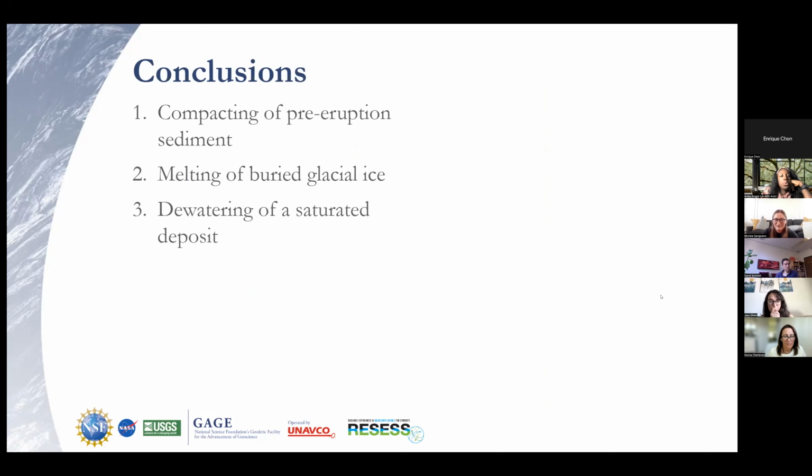Well, of the three theories, we think that the most likely is melting of buried glacial ice. This is because of the patchiness of the subsidence signals and the different rates of subsidence that we see across the pumice plain. But it's also possible that the third mechanism, dewatering of a saturated deposit, is involved, because you can still see those drainage channels and it's difficult to differentiate from just remotely sensed data. So something like a ground penetrating radar survey or a sediment core could be another way to help differentiate in the future.